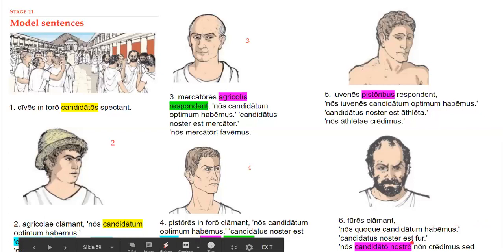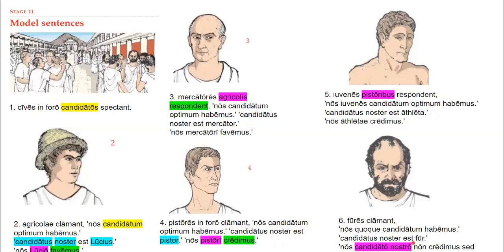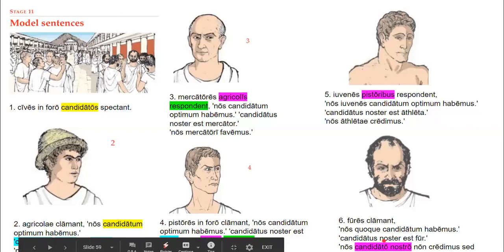Candidatus noster est fur. Not something that you would really want to put on a campaign slogan, but okay. Candidatus is a nominative subject. Noster is a possessive pronoun. Est is our main verb, and fur is our predicate nominative. So candidate ours is a thief. Our candidate is a thief. Might be the most honest of all the candidates.